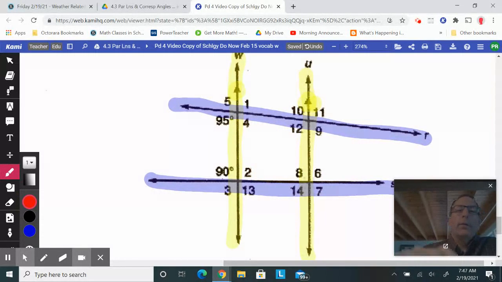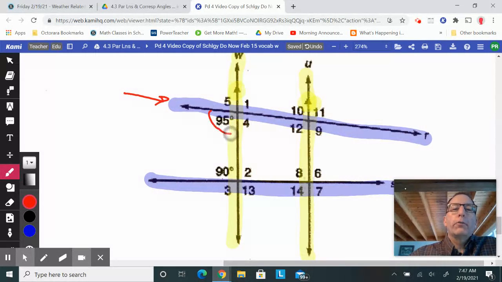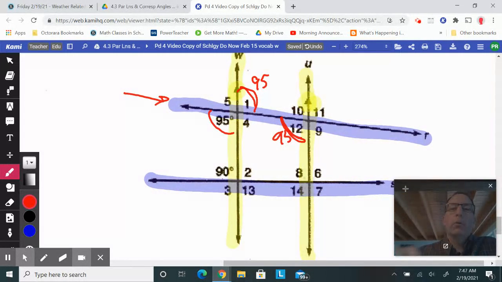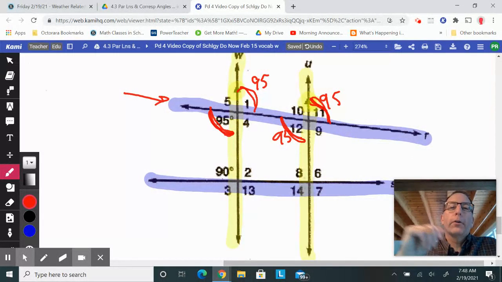Let's take a look at the top transversal, this one here. Notice there's a 95-degree angle already labeled there. Its vertical angle is angle 1, so they're going to have the same measure. So angle 1 is going to be 95 degrees. Now angle 1 and angle 12 are alternate interior angles. They're congruent, so they're going to have the same measure. Angle 12 and angle 11 are vertical, so they're going to have the same measure. And you can say angle 11 and the 95-degree angle originally are alternate exterior angles. They're going to have the same measure.